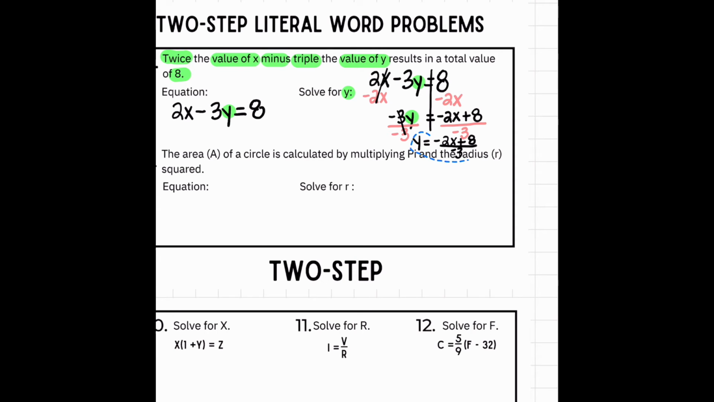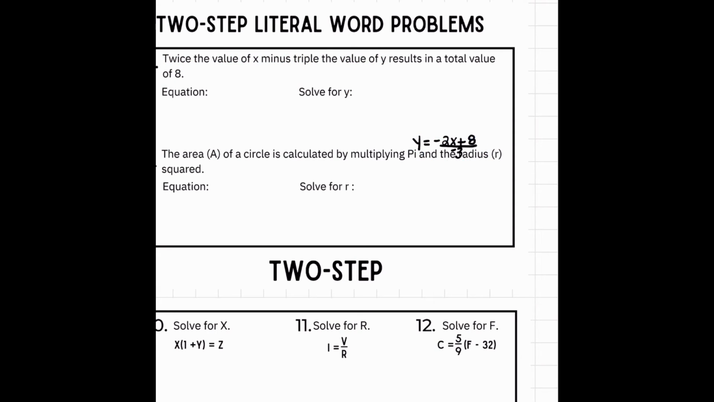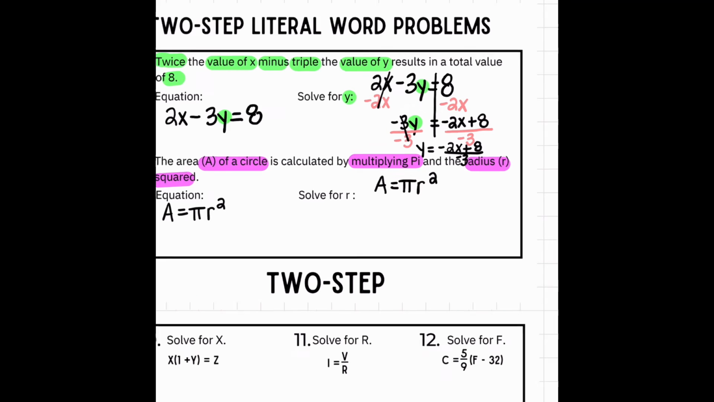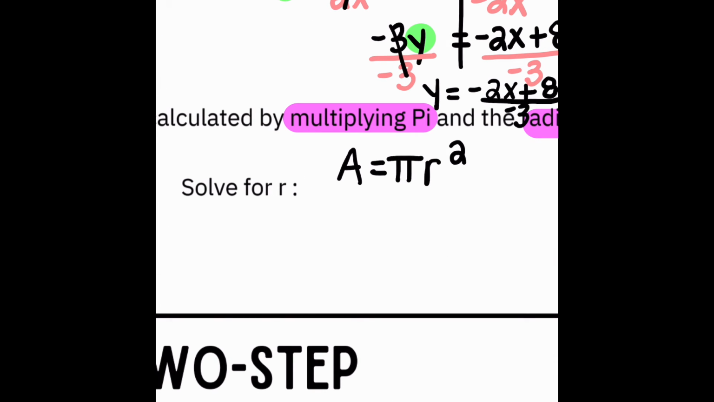All right, in the next one, we have the area A of a circle is calculated by multiplying pi and the radius squared. So that is a very key word there: the area of a circle is, so equals, and it's multiplying pi and the radius squared. So area is pi times the radius squared, which means it's going to have an exponent of 2.